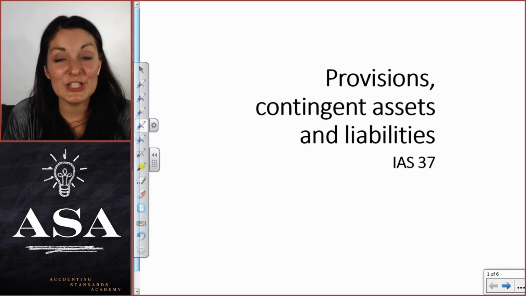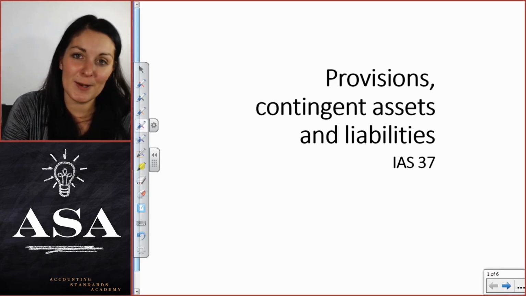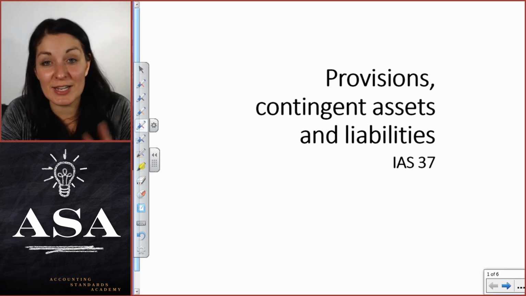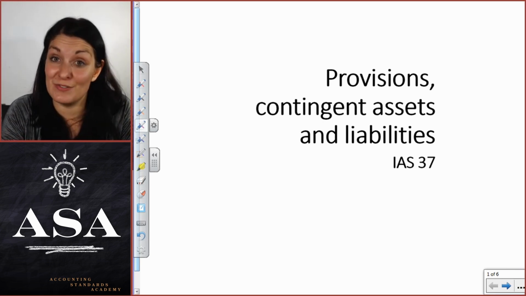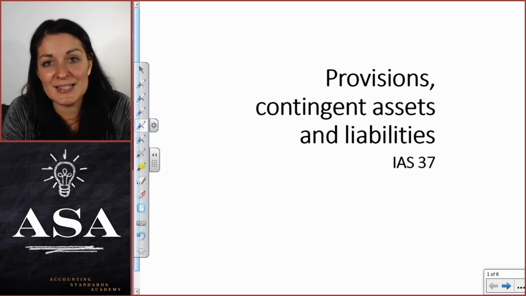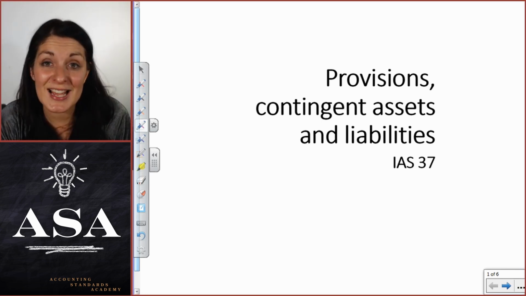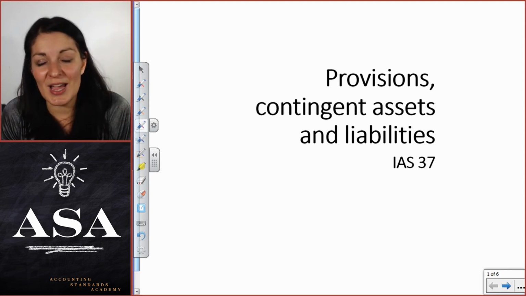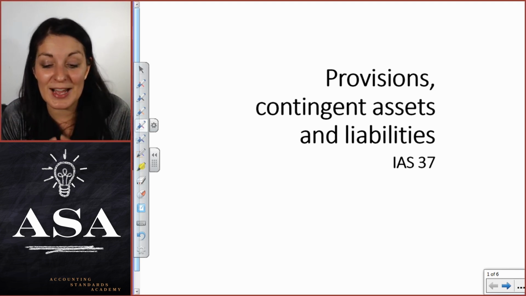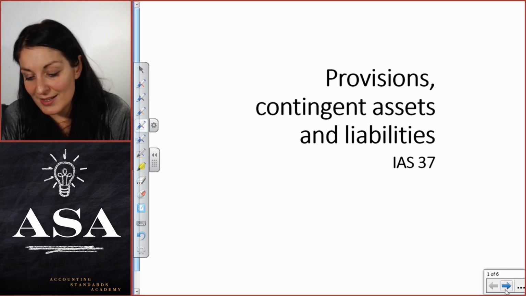In this video, we're going to look at provisions, contingent assets and liabilities in terms of IAS 37. We're going to look at the recognition and the measurement of provisions, and then how contingent liabilities are different to provisions. Okay, and we're also going to look at contingent assets, what those are, and then also the disclosure around contingent assets and liabilities. We're going to start off with a summary.